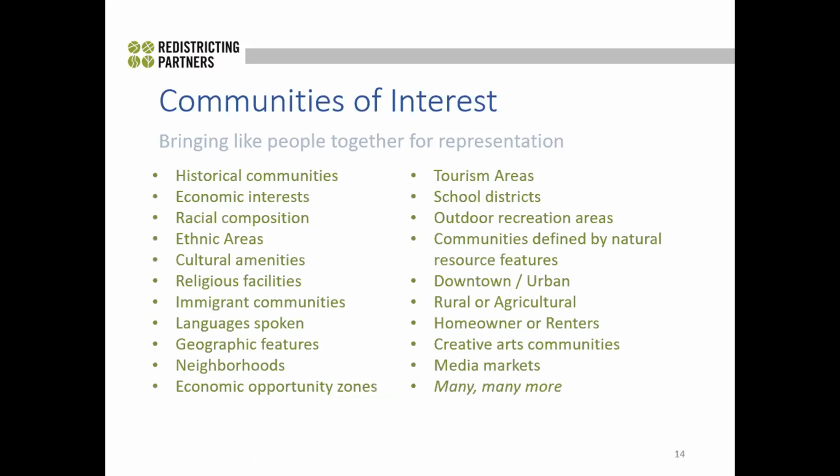I have here just a list to get your wheels turning about what could possibly be of community of interest. Things like historical communities, religious facilities, if there's concentrations of languages spoken, if we have downtown or urban areas that are designated. These are all communities of interest.